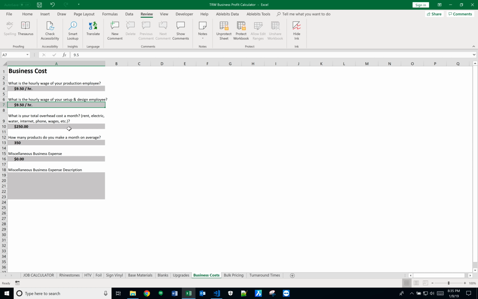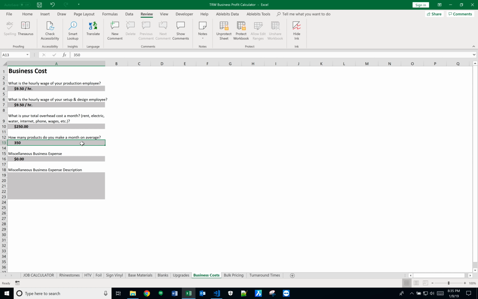Okay, and then the rest on this business part, business costs, we have our overhead. So maybe you're in a storefront and you have rent and you need to pay for electric or water or internet. Any of those different costs, we're going to combine and represent here. For some of you, it might be a high overhead. Some of you might be low. Maybe you're just starting out and you're working out of your home. But nonetheless, you want to enter in any costs associated with running your business here.